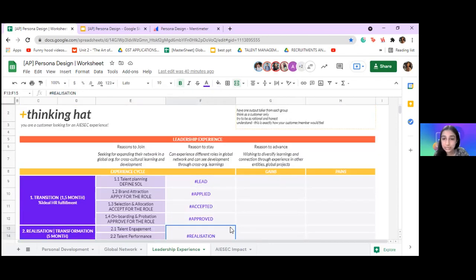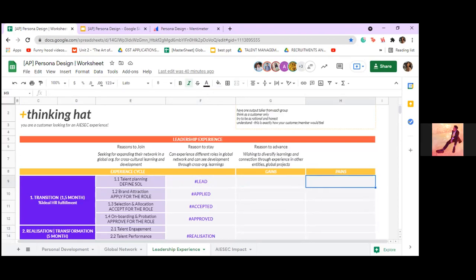So now when you are going through this experience as a member or as a customer, what would be your gains in each phase? Like, what is something which is going to help you, and what is something which is not going to help you when you're going through these experiences? Okay, if it is understood, please let me know. Thank you. All right, amazing.